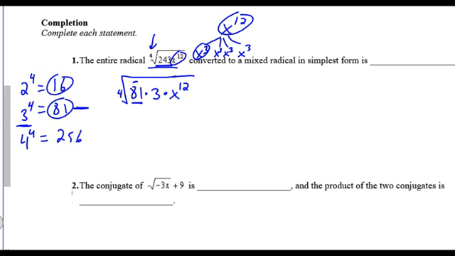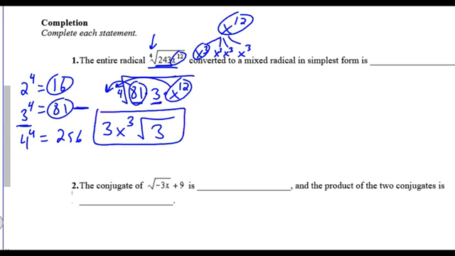All right, so now let's just start taking things out. So 81 gets to come out as a 3. And the 4th root of x to the power of 12 is x to the power of 3. So x to the power of 3. And I still have left in there this 3. All right, so that's my answer.